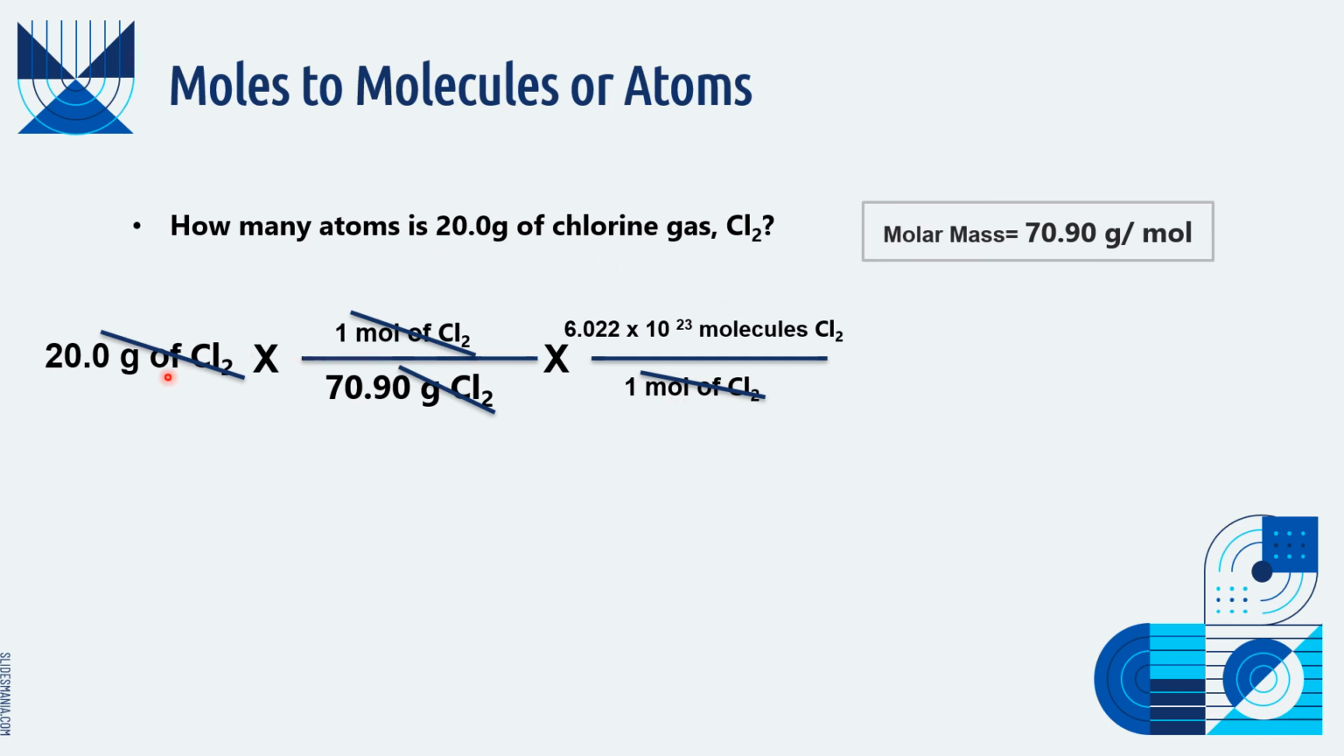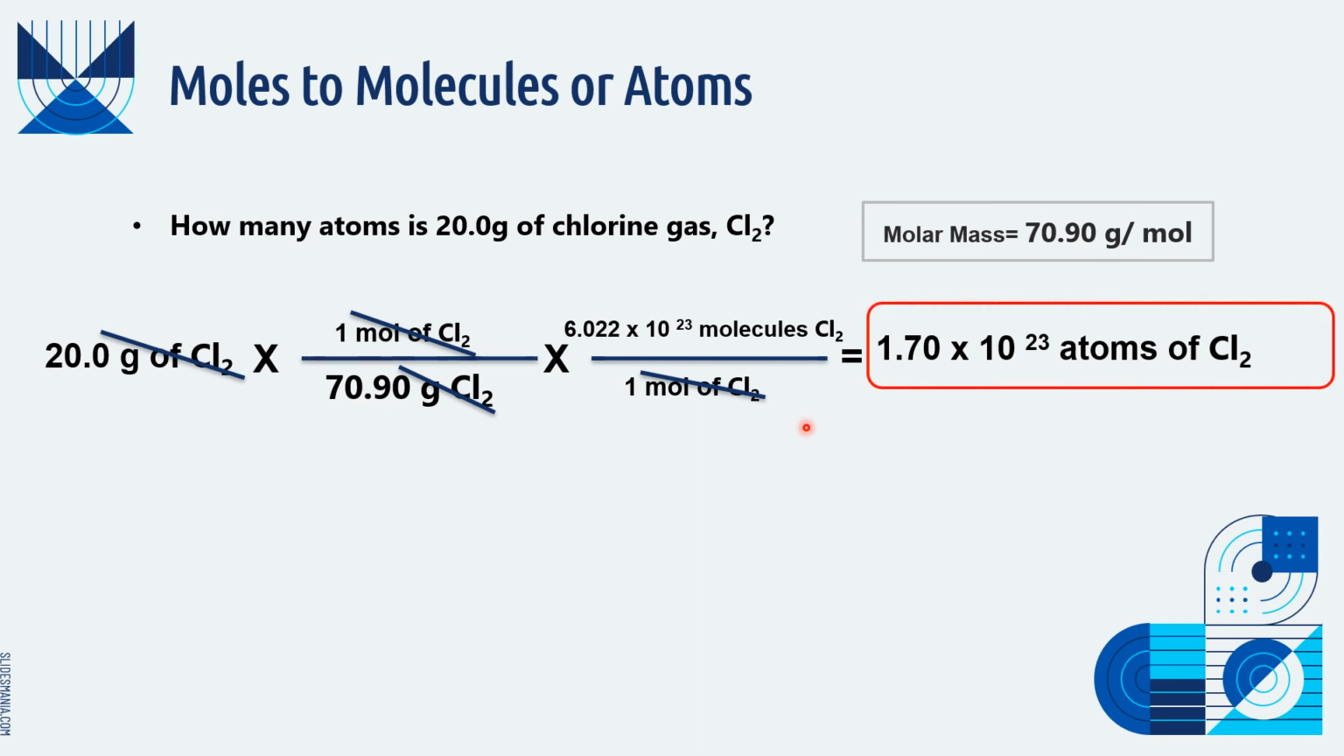Okay? So, what we're going to do is 20 divided by 70.90 times 6.022 times 10 raised to 23. The answer is 1.70 times 10 raised to 23 atoms or molecules of chlorine gas. Okay? So, ang ginawa lang natin, direct na siya. Long computation para makuha agad si atoms.